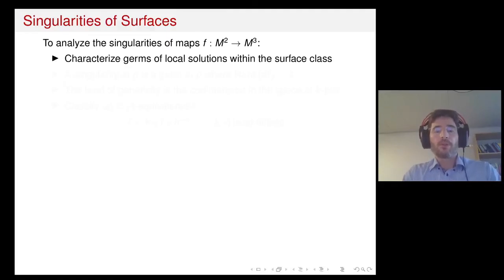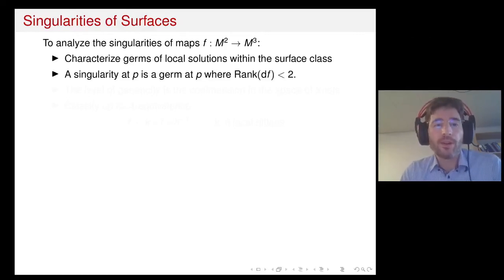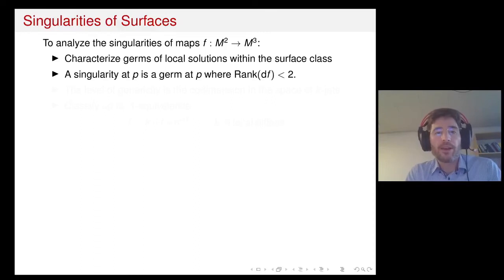So I'm only going to talk about singularities of surfaces in three-dimensional spaces. So what you do is, first you characterize the germs of local solutions within the surface class, which you can do. Then, of course, there is a singularity at a point P. A singularity at a point P is a germ where the rank of df is less than 2.